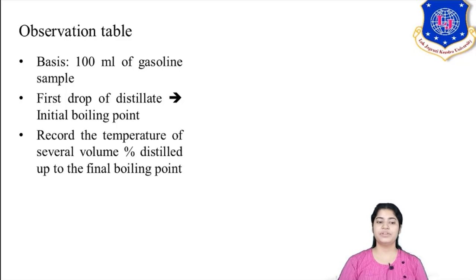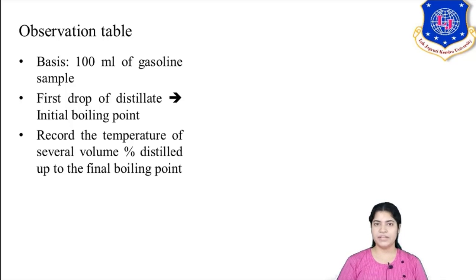Here we record the temperature at several volume percents distilled, up to the final boiling point. As my mixture is heated, more and more vapors are formed, so distillate will also be obtained continuously. I'm collecting the data of temperature against the corresponding percent volume distilled. For example, at every 5 ml of distillate collected, I'm noting down the temperature. Because my basis is 100 ml, 5 ml of distillate would constitute 5% volume distilled.